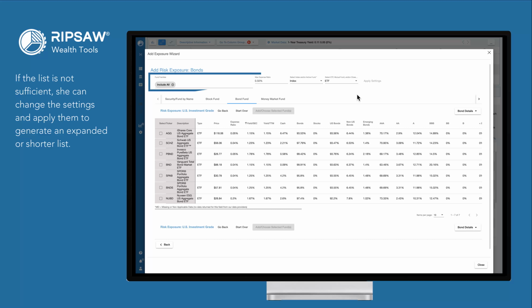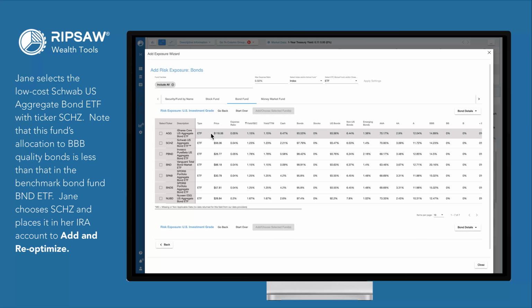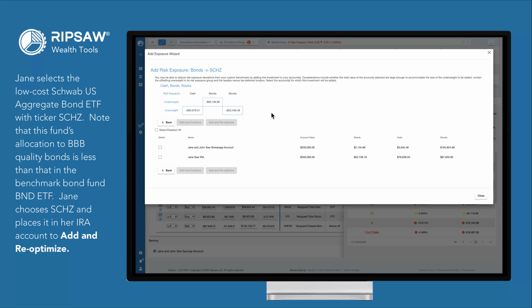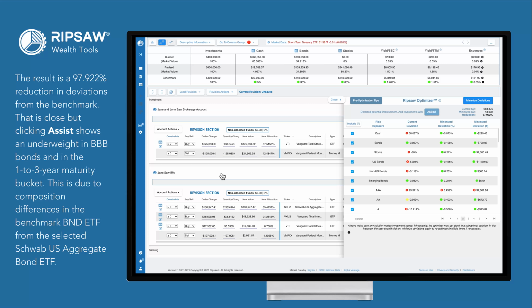If the list is not sufficient, she can change the settings and apply them to generate an expanded or shorter list. Jane selects the low-cost Schwab U.S. Aggregate Bond ETF with ticker SCHZ. Note that this fund's allocation to BBB quality bonds is less than that in the benchmark bond fund BND ETF. Jane chooses SCHZ and places it in her IRA account to add and re-optimize. Now the result is a 97.922% reduction in deviations from the benchmark.